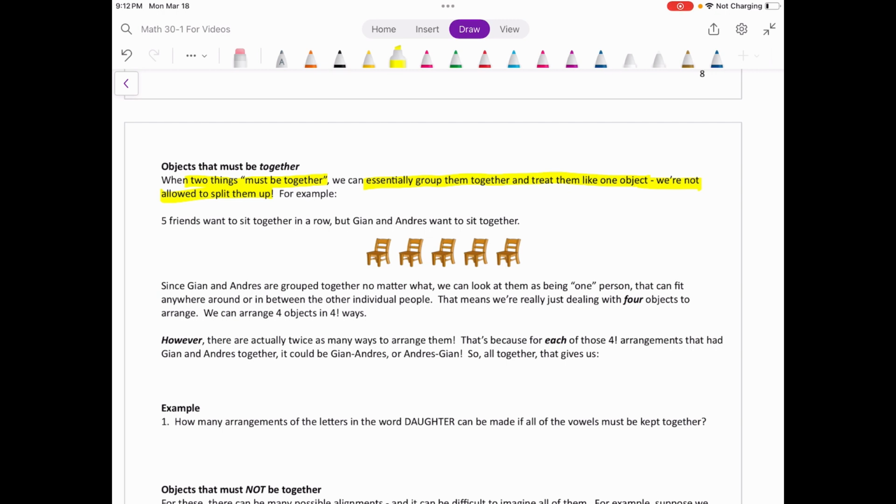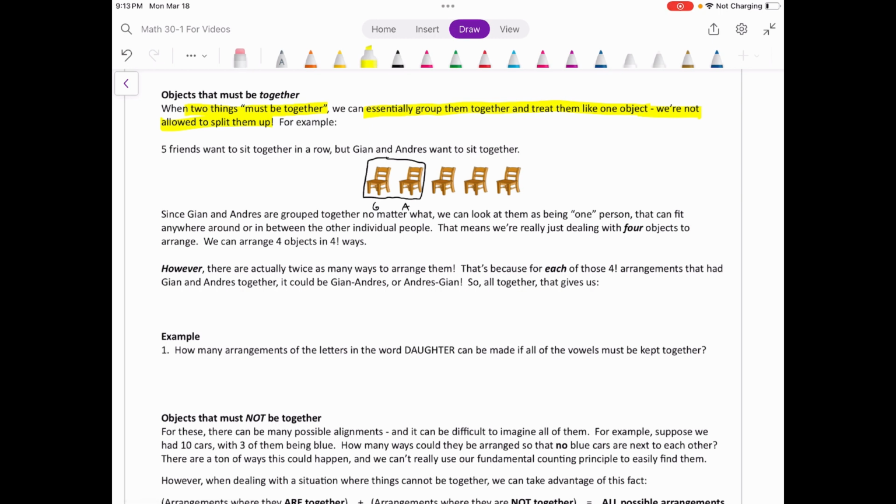So for example, if 5 friends want to sit together in a row, but Gian and Andreas want to sit together, well, that means we're not allowed to split up Gian and Andreas, right? It's kind of like we just have one person, quote unquote. It's Gian and it's Andreas. Now, we're allowed to move them there, or even there, but we're not allowed to take Gian and Andreas and move them separately. So do you see how it's almost like they're one object now, right? They can be in between people or they can be on either end, but there can't be people in between them. They need to be together, okay?